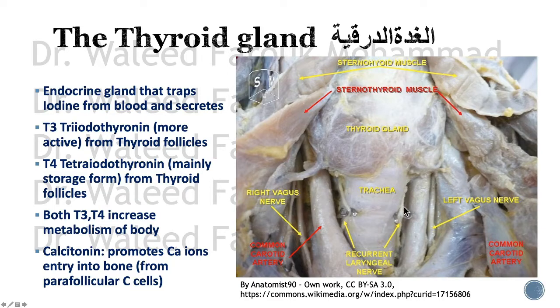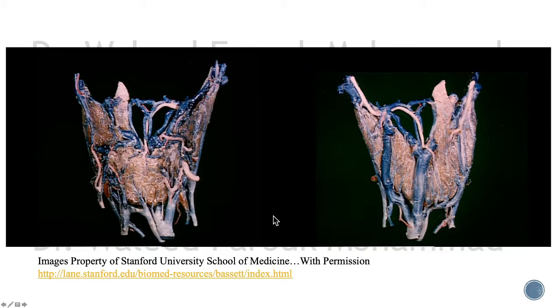Okay, and a special kind of cells between the follicles of the thyroid gland are called the parafollicular C cells. These secrete another hormone, which is calcitonin. And calcitonin is the one opposing parathyroid hormone. The calcitonin promotes calcium ions entry into the bone, to enter the bone, not to come out of the bone. So it's osteoblastic. It builds the bone. This comes out from parafollicular C cells.